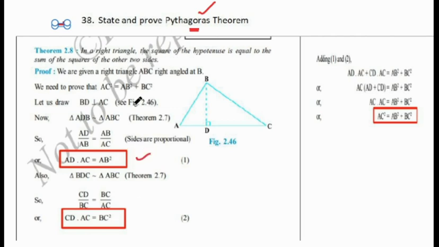So take two triangles ADB and ABC, prove that AB square is equal to AD into AC, and in another pair of triangles BDC and ABC, BC square will be CD into AC. Add 1 and 2, we will get AC square is equal to AB square plus BC square.